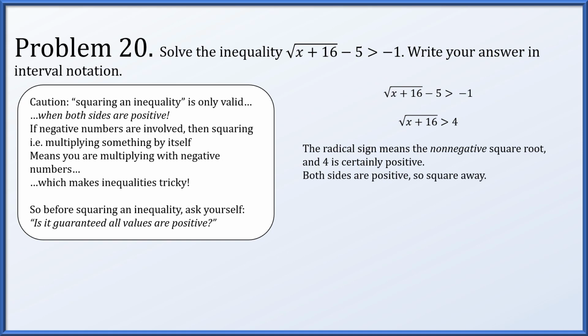So I can square this inequality without worrying about it. So we get rid of the radical on the left, and on the right, 4 squared is 16. Cancel out the 16s. x just needs to be positive as an interval. That's from 0 to infinity, not including 0.